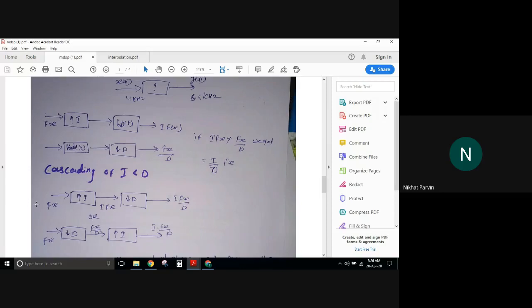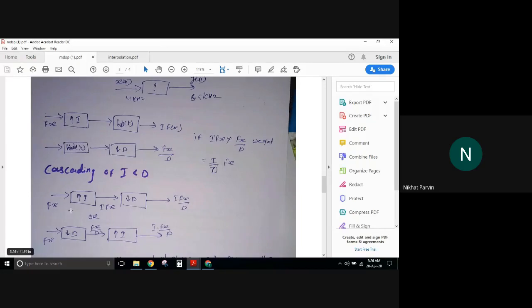When you have this sampling rate fx, input x of n is sampled at the rate fx, which is nothing but 1 by Tx, which you are giving to the interpolation, which will give I into fx. Then this will be the input for decimation. Definitely, whatever input you give to the decimation, it will divide that, right? So I fx by D will be your output. That means I by D into fx.